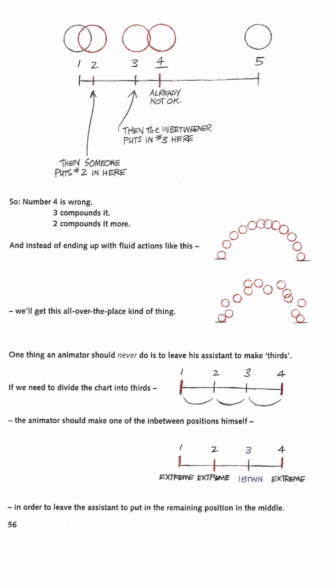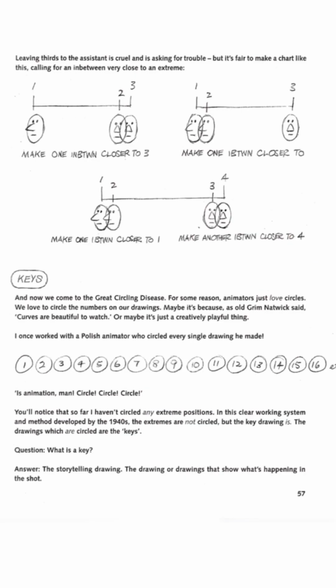If we need to divide the chart into thirds, the animator should make one of the in-between positions himself. 1, 2, 3, and 4. 1 is an extreme, 2 is an extreme, 3 is an in-between, and 4 is an extreme. And it is evenly spread out, in order to leave the assistant to put in the remaining position in the middle. Leaving thirds to the assistant is cruel and is asking for trouble.